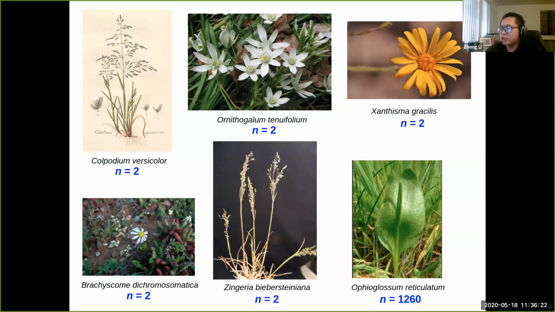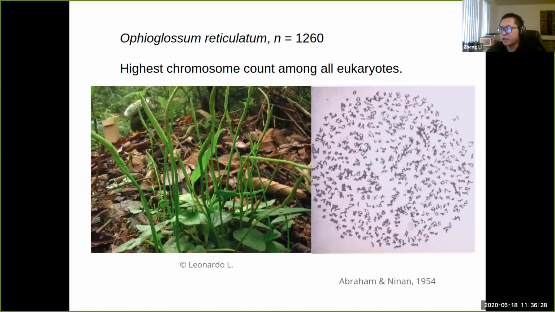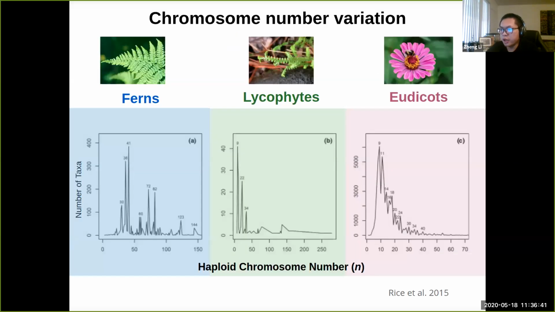And compared to the Ophioglossum reticulatum, which has n, the haploid chromosome count, more than 1,000. And of course, this guy, Ophioglossum reticulatum, is an outlier, has n equals 1,260, which has the highest chromosome count among all the eukaryotes. And the chromosome number variation has been studied.